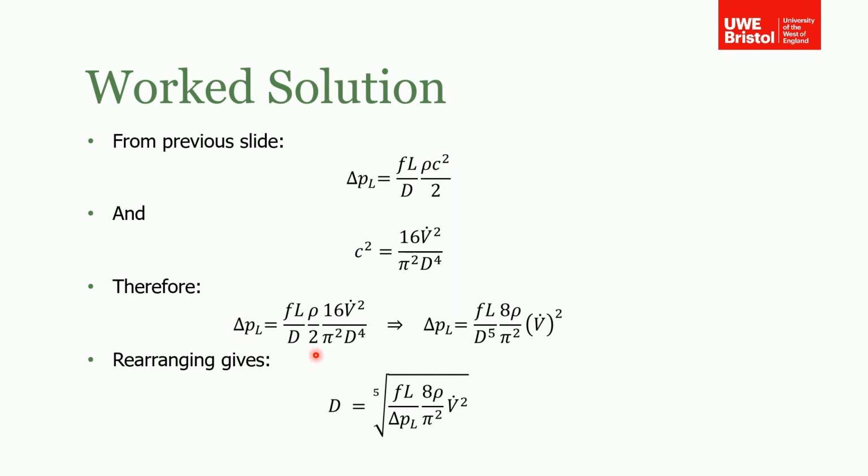Now the only thing that we don't know in here is the pipe diameter. We know the friction factor, the length, and the volumetric flow rate. So rearranging for diameter, we end up with this nasty fifth root, but it is what it is. But we know everything in here now, so we can solve it.